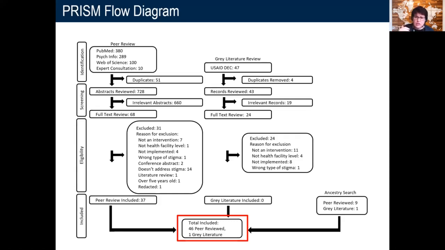In the end, we also looked at 43 gray literature records. 24 of those underwent full text review, but none met the inclusion criteria. So we had in total 47 manuscripts detailing 42 distinct interventions that were included in the review.